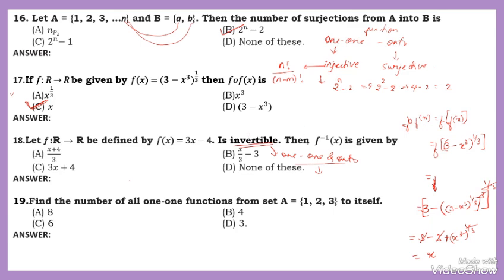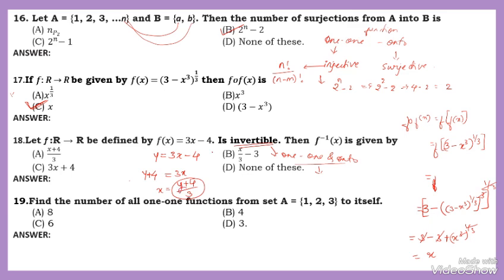We have to find the f inverse of x. Take f of x equals 3x minus 4, taking f of x as y, so y equals 3x minus 4. Now solve for x. Taking minus 4 to the left side, it becomes plus: y plus 4 equals 3x. Again, we want the x value, so x is y plus 4 divided by 3. This is the answer.